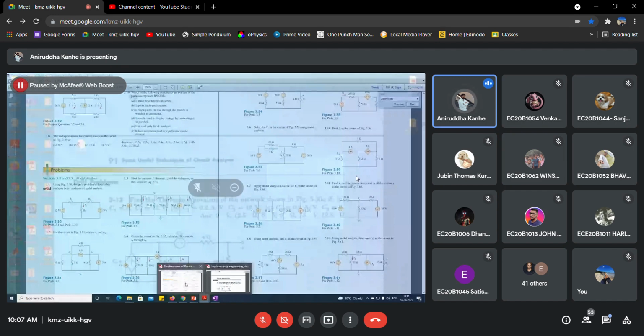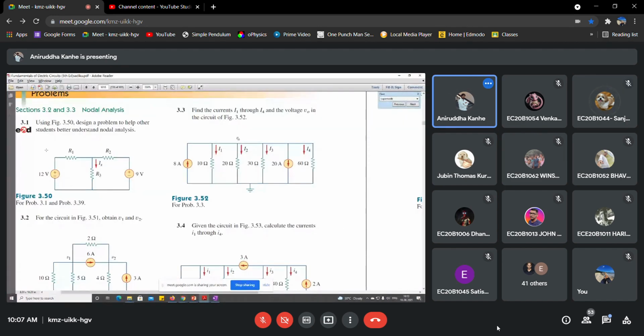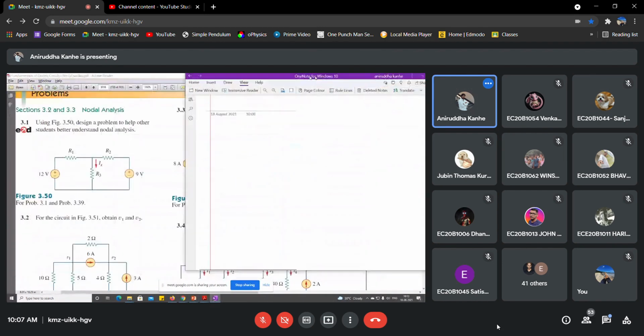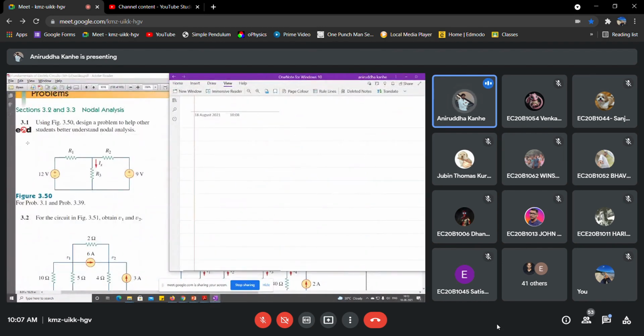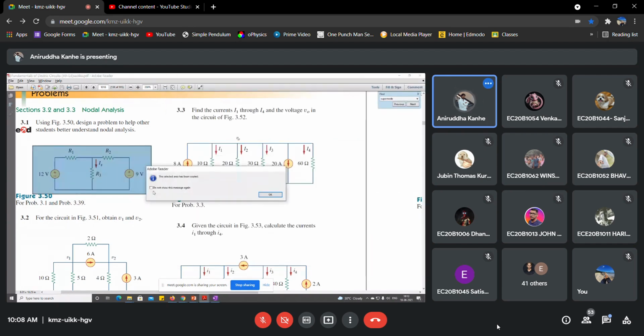Are you able to see your textbooks now? Yes, yes. Okay. So let us start with, let us say, the 3.1. Let's click into one question. I hope everyone is able to see that one. If you want, I will copy it here.